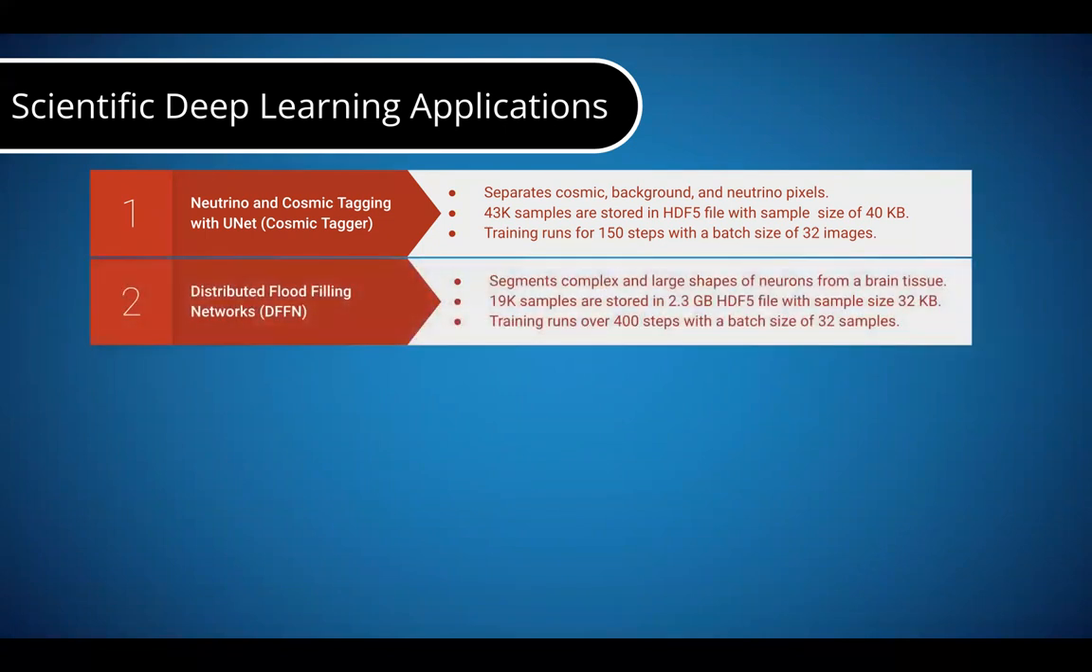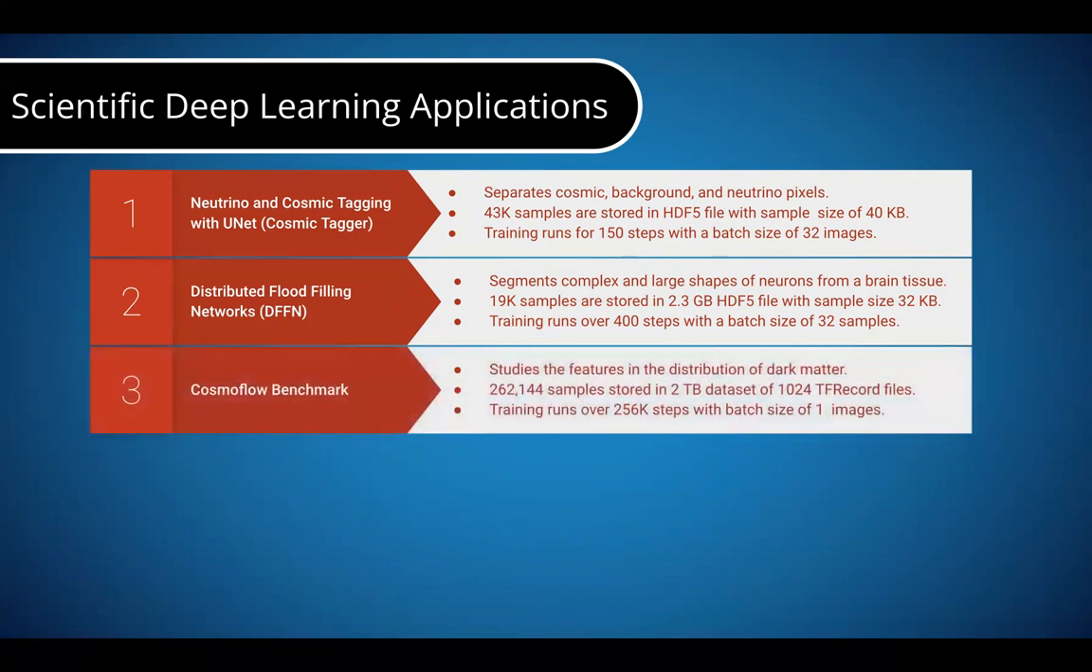The next we looked at was the distributed version of the flood filling network implemented in TensorFlow. In this application, the deep learning model segments the brain tissue image into complex and large shapes of neurons. The application had a small 2.3 gigabyte dataset with 19,000 samples, each of size 32 kilobytes. The deep learning model itself trains over this dataset over 150 steps with a batch size of 32 samples.